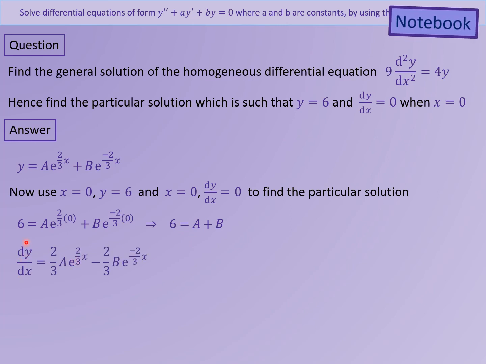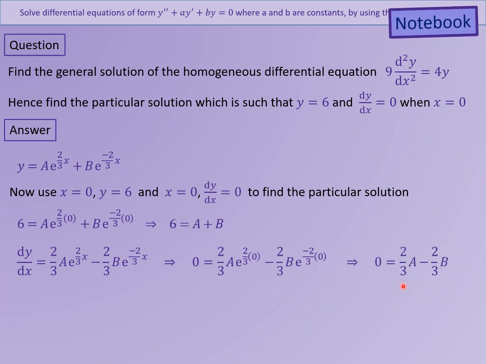Differentiating is very easy. It's just bring the 2/3 to the front, and bring the minus 2/3 to the front there. Now when x equals 0, this is going to go to 1, and that's going to go to 1, leaving me 0 equals 2/3 a minus 2/3 b. Now, if it's 2/3 a minus 2/3 b, that's the same as 0 equals 2a minus 2b, or 0 equals a minus b.